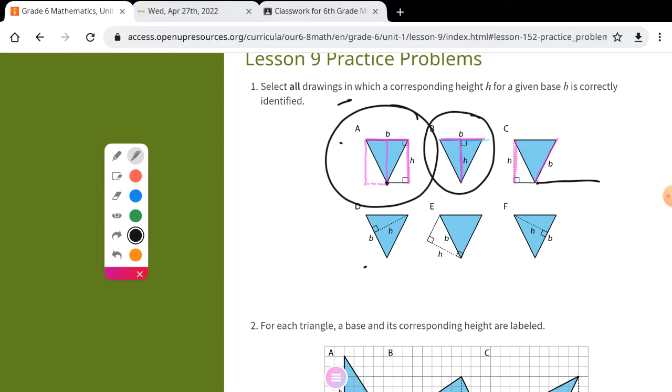So here's my base. Where would I have to measure to? Cam? Top left corner. Right here. Do you guys all agree? Yes. Now, use your index card. Use your index card.